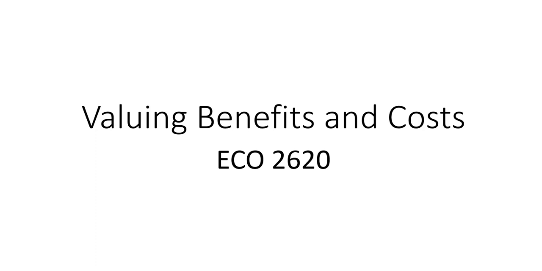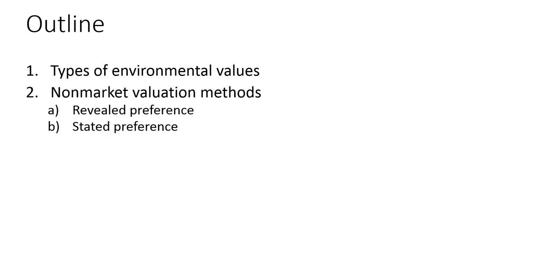We're getting back into Chapter 3, and Chapter 3 covers valuing benefits and costs. So the outline of this chapter begins with a conceptual discussion of the types of environmental values that might be used in a benefit cost analysis. And then we talk about how to estimate those values, put a dollar value on those. And these are called non-market valuation methods, and there's two broad classes of non-market valuation methods: revealed preference methods and stated preference methods.